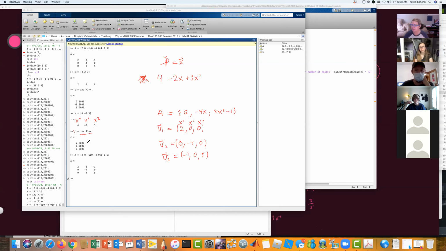People got stuck because it looked a little different, huh? Yeah, I was setting 3x squared equal to C3 times 5x squared minus 1 without doing the... Oh, yeah. You have to split it into its powers of x, just like you would normally do.